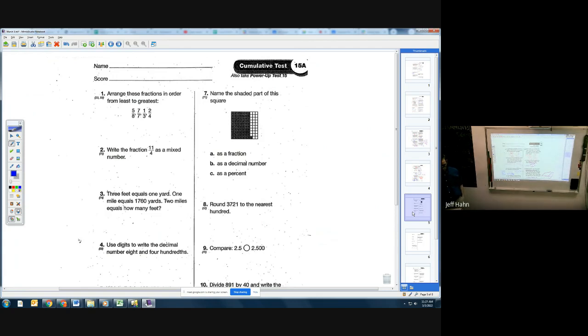Number 11, $4.19. 12 is $1.49. 13 is 0.608.